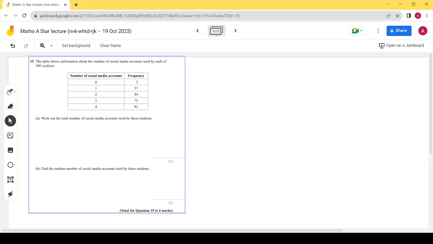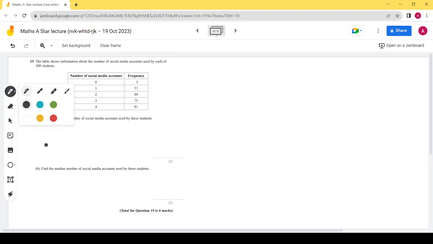So the way you would do that to find the total, we've got the number of social media accounts and we've got frequency. In other words, 3 students have 0 accounts, 57 have 1 account, 84 have 2, 75 have 3, 81 have 4. So we can just add a column here, which is total. To get the total, we just need to multiply these numbers together. And then if we add them all, we're going to get the total counts.